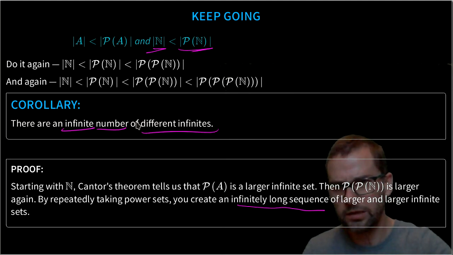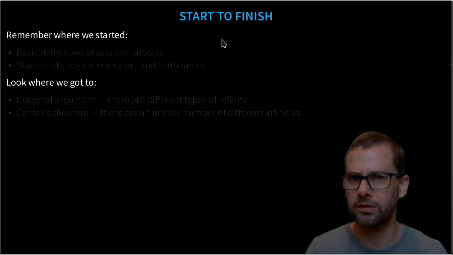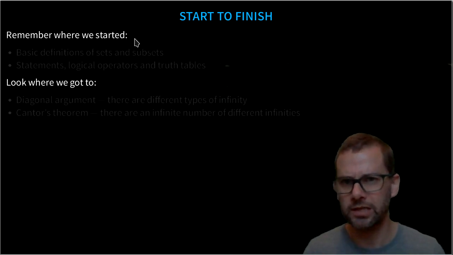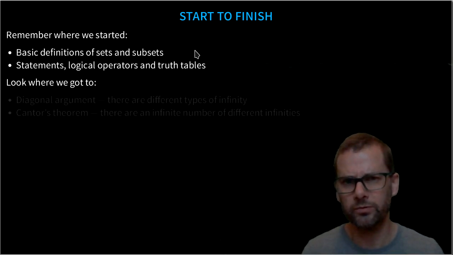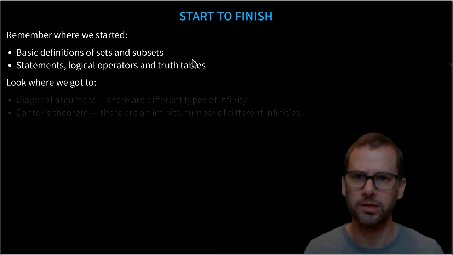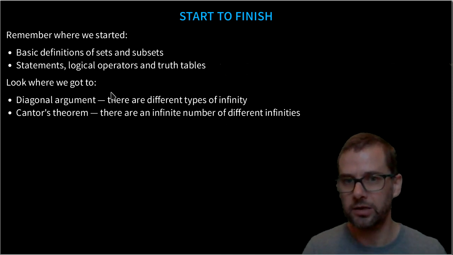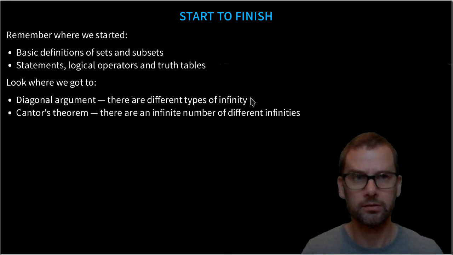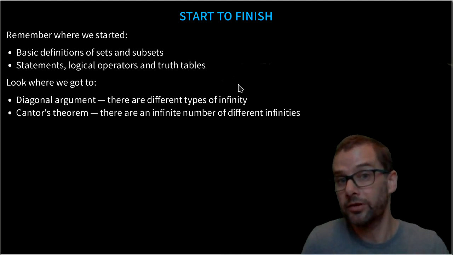So this is where we're going to stop in this course. But one of the things I want to remind you of in this journey we've done in Maths 220 is that we started with really basic definitions of sets and subsets, statements, logical operators, and truth tables. We started from very, very basic building blocks, and look where we've gotten to in the course of a term. We've proved Cantor's diagonal argument, namely that there are different types of infinities, which is a really contradictory result and tells us something very fundamental about the universe around us.